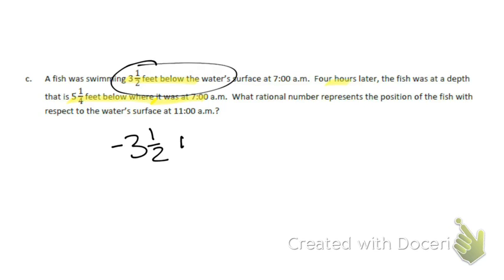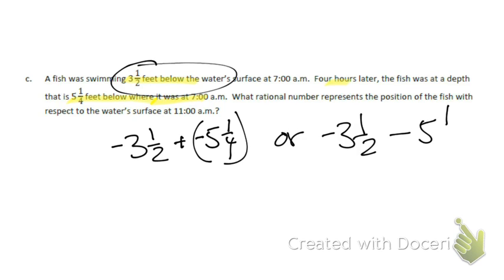So that means it's going down more. So you're adding a negative like that. Or again, if you wrote -3.5, subtract 5 1/4, you can also. Just make sure you get the same answer here.